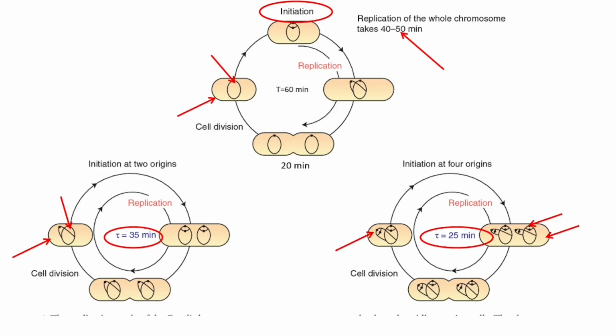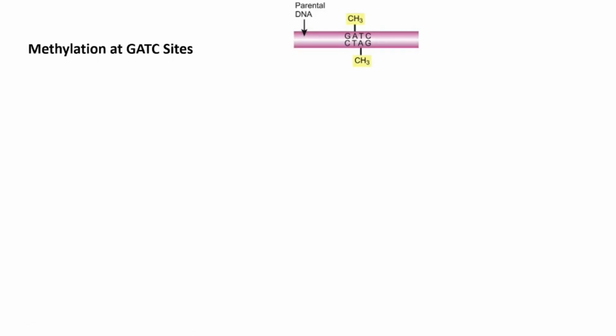But then there has to be some control on these reinitiation events. Otherwise, there would be E. coli cells with more than one genome in their cells. This control is brought about by methylation of adenines at the GATC sites. The GATC sites are palindromic sites which are present in the E. coli genome. The adenines in the GATC sites are methylated by an enzyme, Dam methylase.